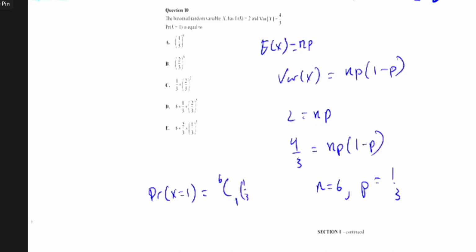6C1, 1 third, and 1 minus 1 third is 2 thirds. So that's 6 times 1 third times 2 thirds to the power 5, which is D.